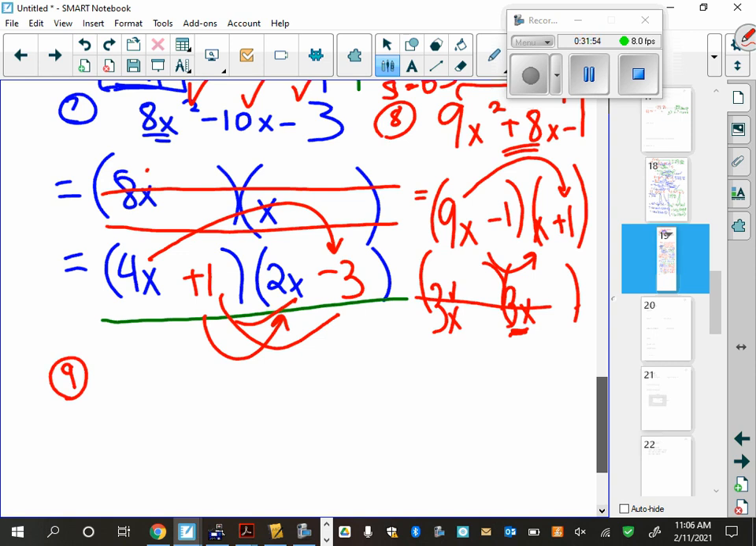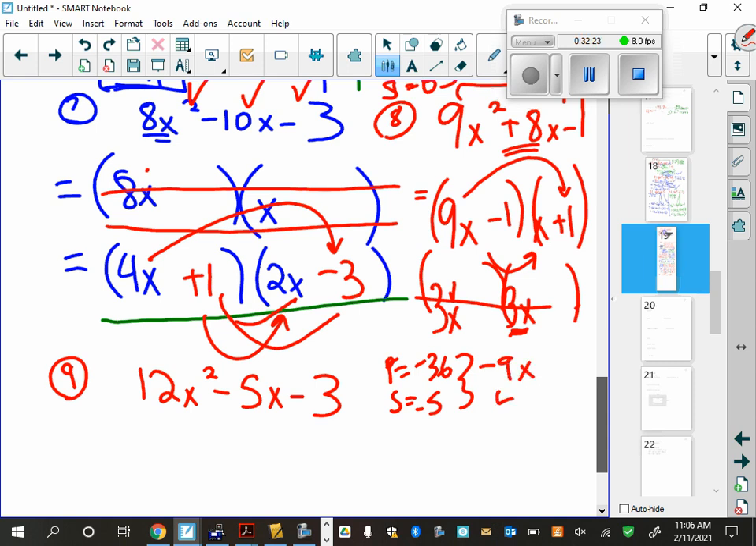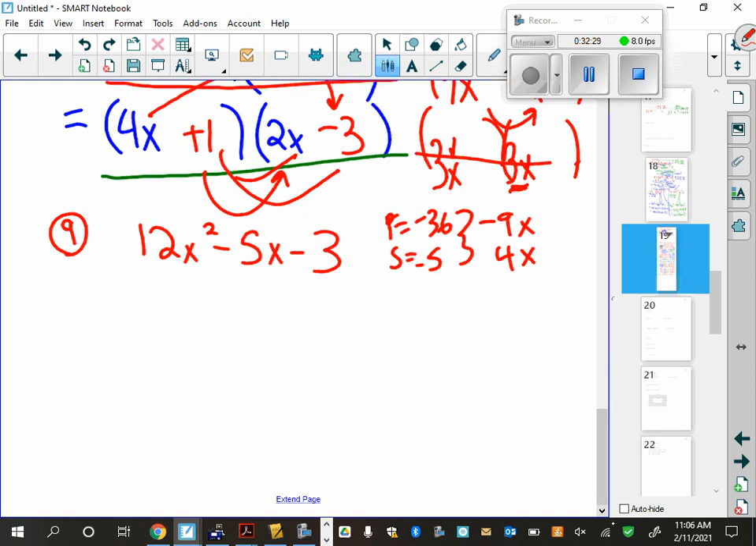So let's try this one on your own. Let's just do one step at a time. Let's do the sum product step real quick. Product equals negative 36. Sum equals negative 5. Someone tell me. Quick blurt. Negative 9 and 4. They all said it in 1 second. Negative 9x and 4x. Now, try the next step on your own.